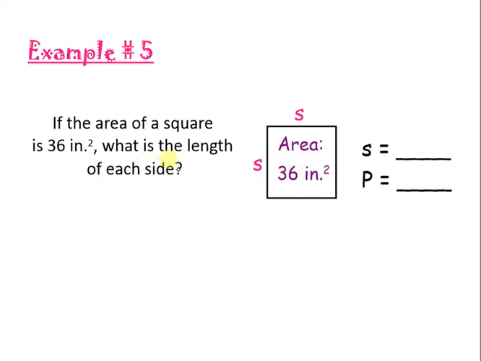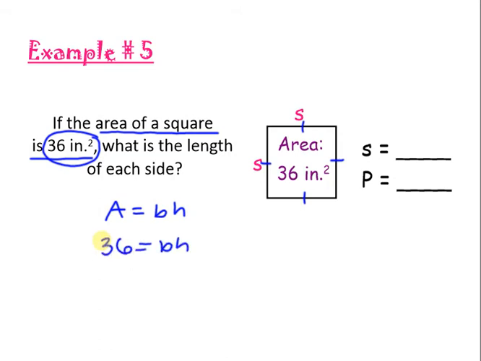So in example 5, here we have a square, and I'm actually going to give you the area of the square. So if the area of a square is 36 inches squared, what is the length of each side? So if I know that I have a square, I know that all my sides are the same. I know that my formula is area equals base times height, and if my area is 36, I just need to find my base and my height.